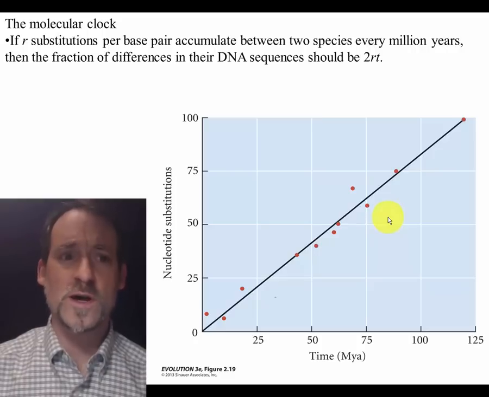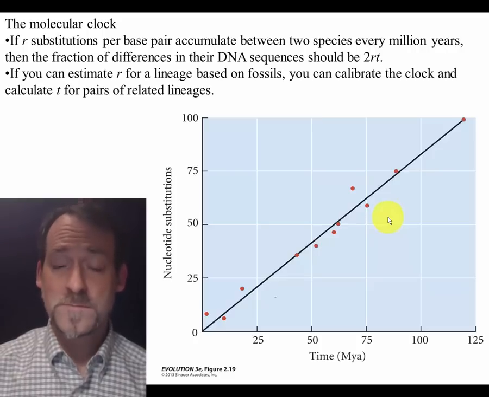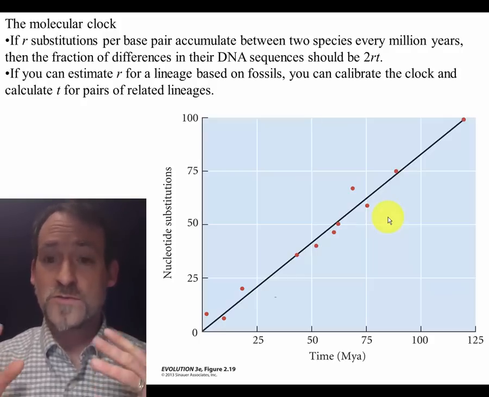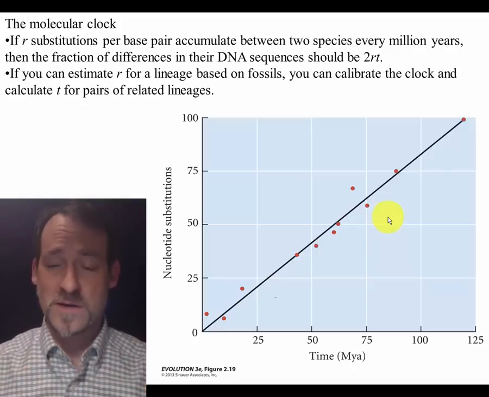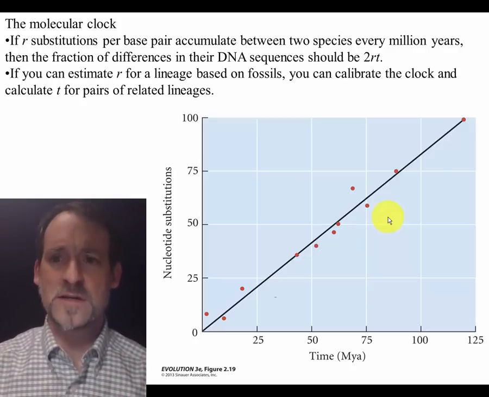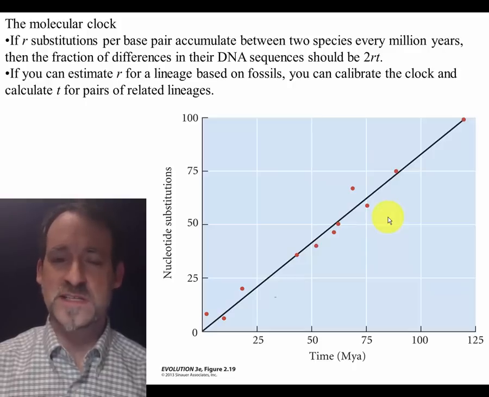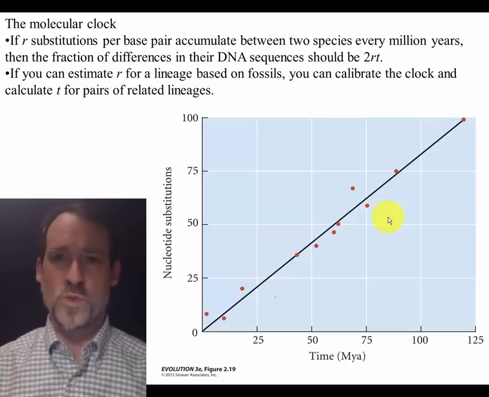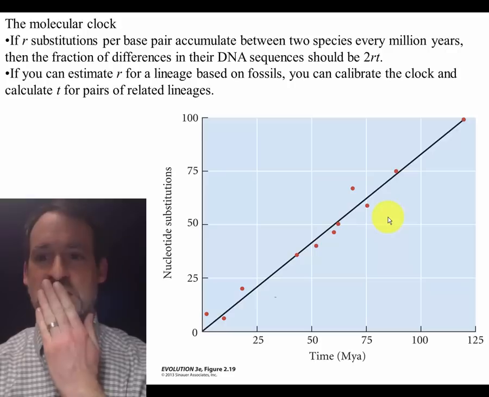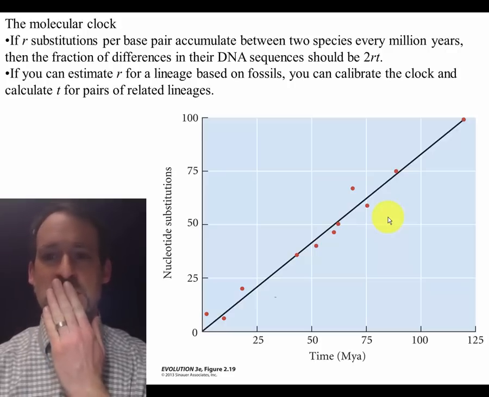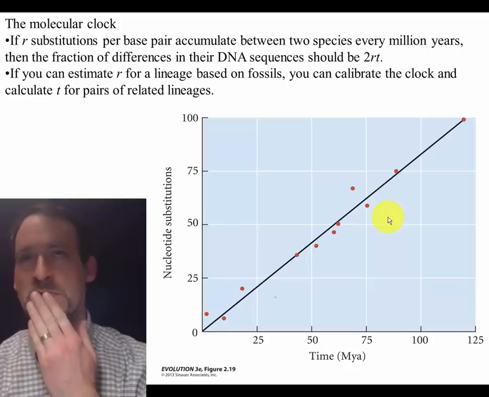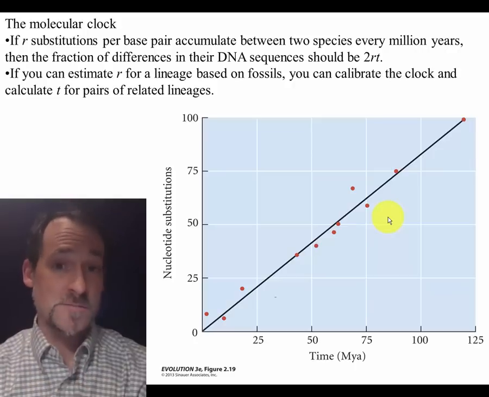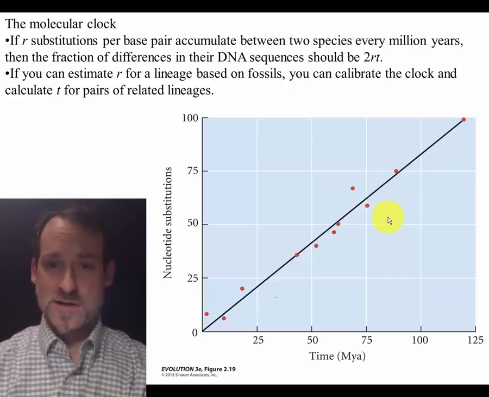Okay, how do you know what R is? Well, if you've got lineages where you've got a good fossil record of when they split apart, you can look at their DNA. Okay, you know that for those species, let's say T is 50 million years, you know that their DNA is 12% different. Okay, so let's say we've got 100 million times R is 12. We have 12 by 100 is 0.12% per million years. That's R.